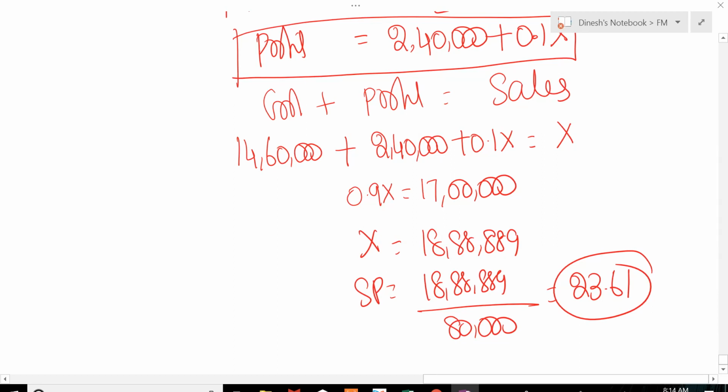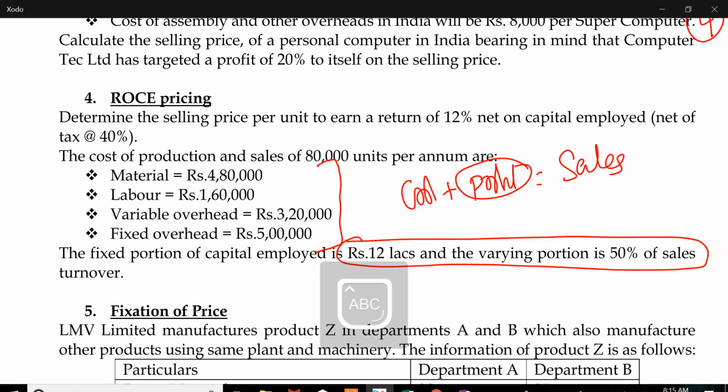I'll fix a price of 23.61 to get whatever is the requirement. The selling price will be 23.61. Whatever profits we wanted to achieve, we can get it by fixing a price of 23.61. Clear? Can we proceed? Any doubts on this? Let's go to question 5.